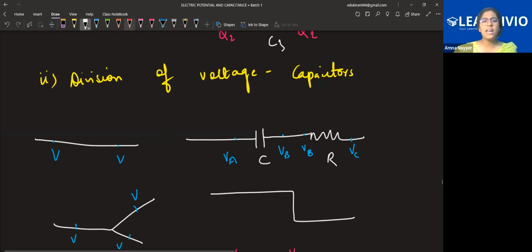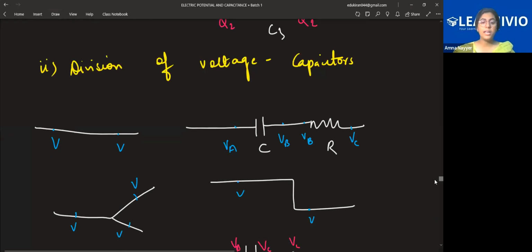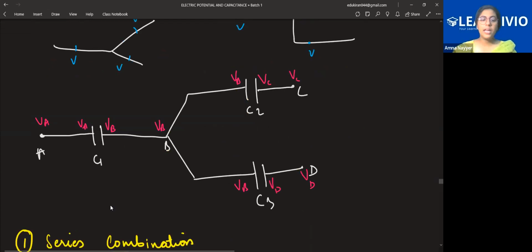Bending of wire affects nothing, neither the charges nor the potential. So here it was V, here also it will remain V. So these are some things which you should remember. Like look at this example.